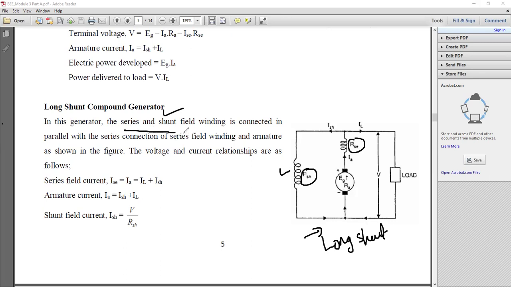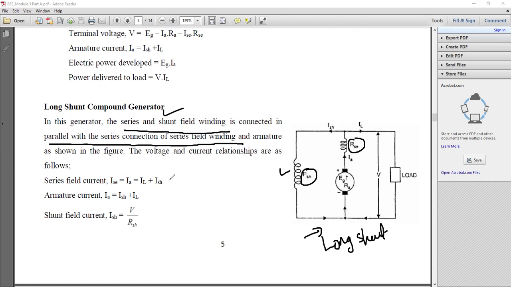So the shunt field winding is connected in parallel with the series connection of the series field winding and armature, which is shown in the figure. Look at this. The series field is actually connected in series with the armature. The shunt field is in this fashion. This is regarding the long shunt connection.